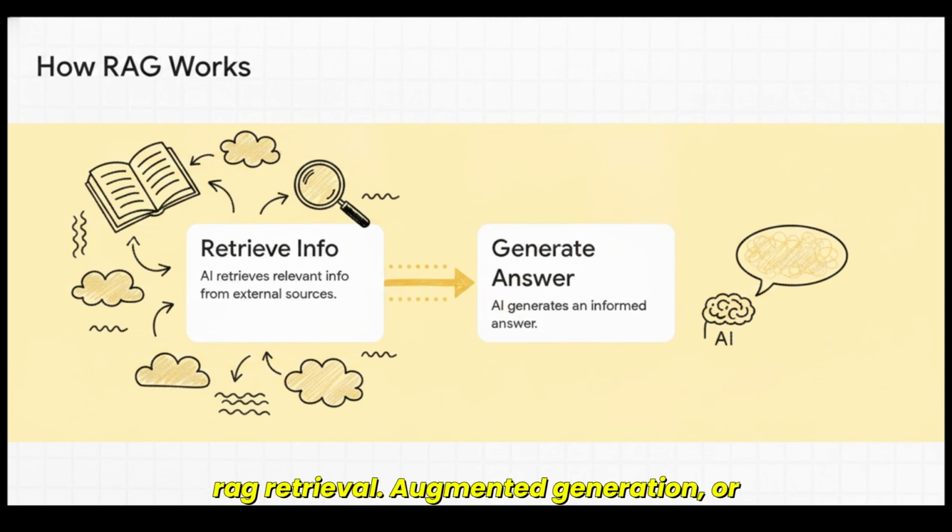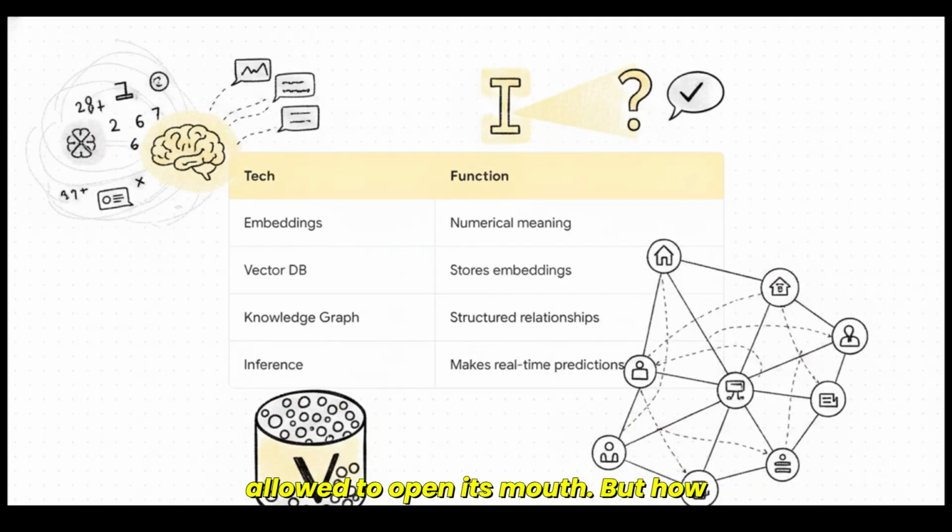It's RAG, Retrieval Augmented Generation, or RAG. It works like this. First, before the AI speaks, it retrieves relevant factual information from trusted external sources. Only then, in step 2, does it generate an informed answer. It essentially forces the AI to look up the facts in an encyclopedia before it's ever allowed to open its mouth. But how does the AI actually search for and understand all that data so incredibly fast?